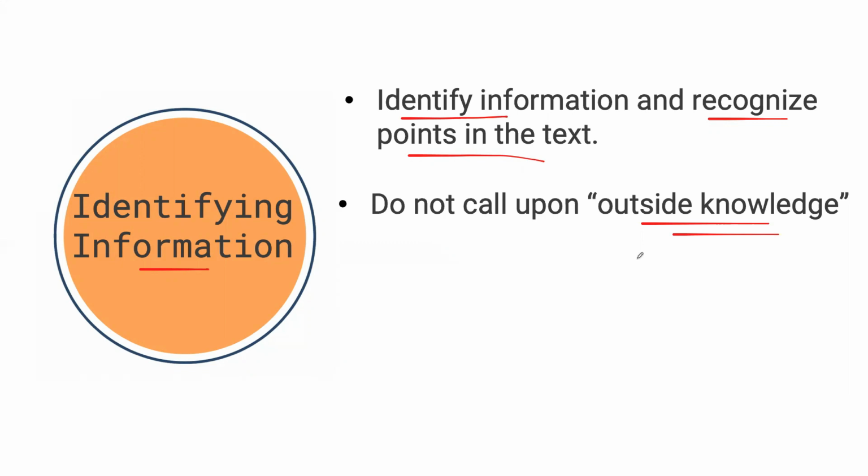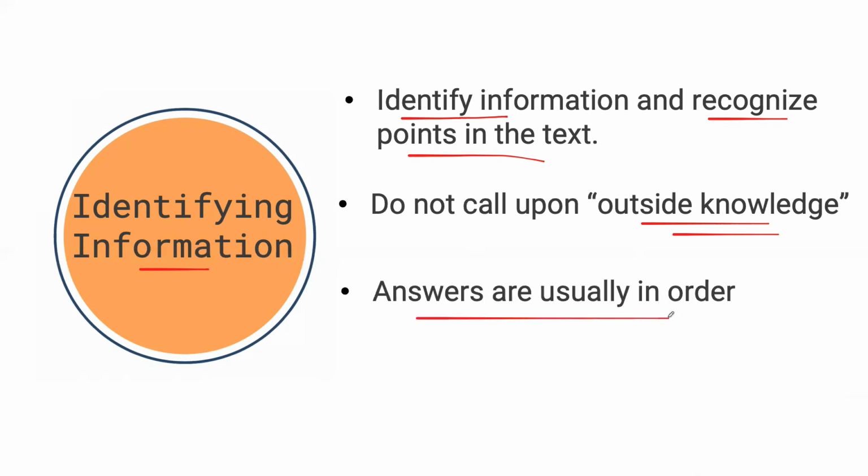Now, if you have a question asking for something about cancer research, and you have information outside of the passage that would lead you to answer that question, do not use it. You only want to use the information that is in the passage. This is very important. Also, keep in mind that answers are usually going to come in order for this question type, and we're going to use this to our advantage in our strategy in just a bit.